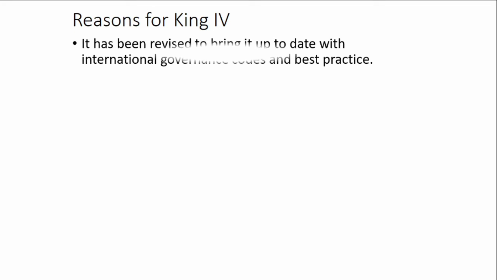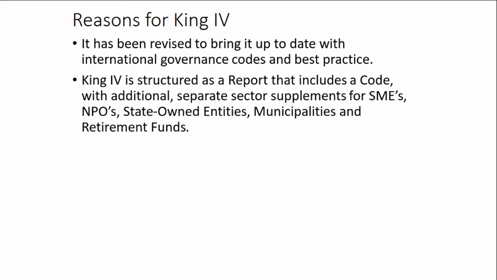The King Code is not the only code in the world. There are other governance codes, and as a result, King Code needed to be changed in order to come into line with other best practices from around the world. King Code was also applicable to listed entities and therefore was designed to meet the needs of listed entities. But because of the changing environment and the increasing number of SMEs in South Africa, the King Code report needed to be amended so that it is more applicable to SMEs, NPOs, state-owned entities, as well as municipalities.